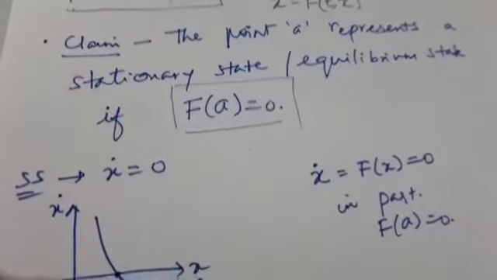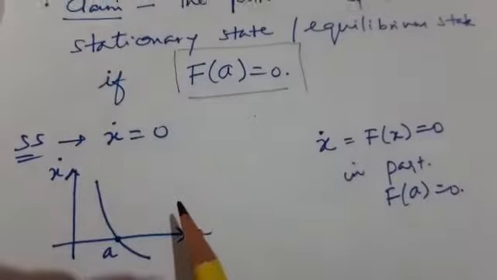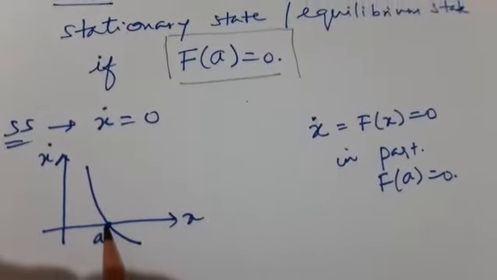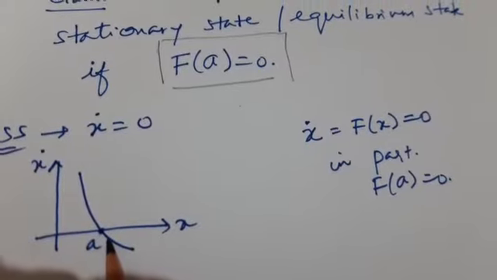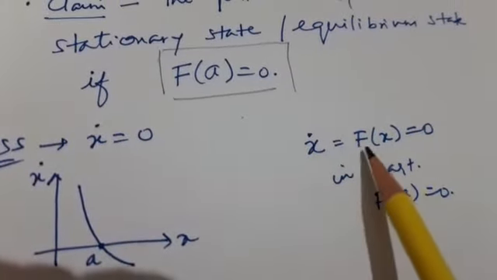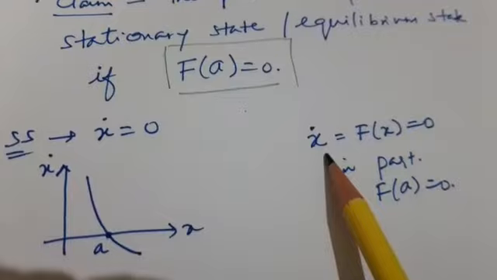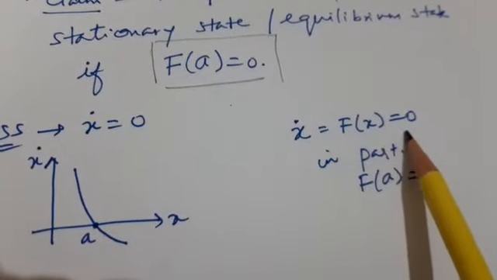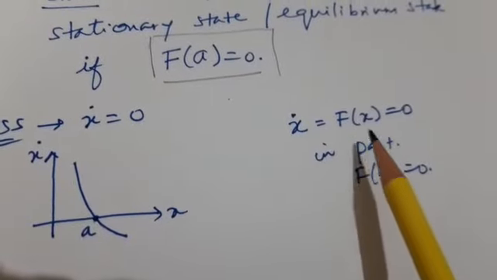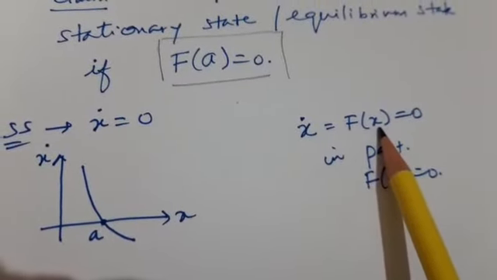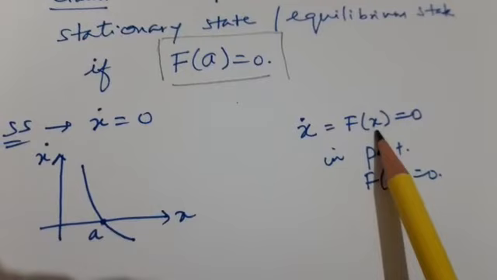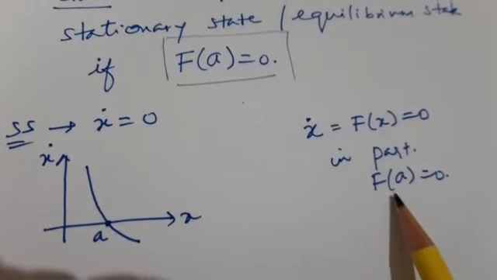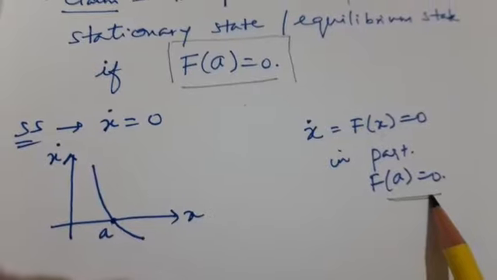Now let's examine that. So when we, as I just said, talk of a stationary state, if we have a diagram of x dot versus x, the stationary state is represented by, let's say, a point like A. So for the stationary state, we have x dot equal to 0, and because x dot is equal to f of x, that is equal to 0. And because it is at point A where x dot is 0, this x equal to A here should satisfy the equation. So that is why we have f of A equal to 0.